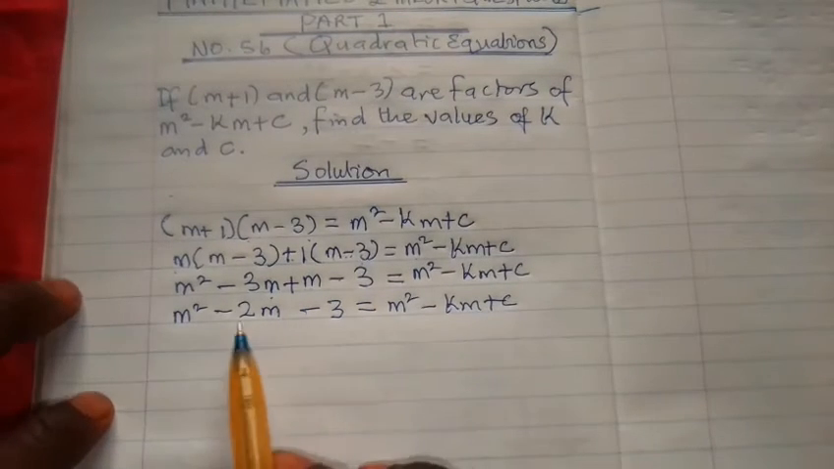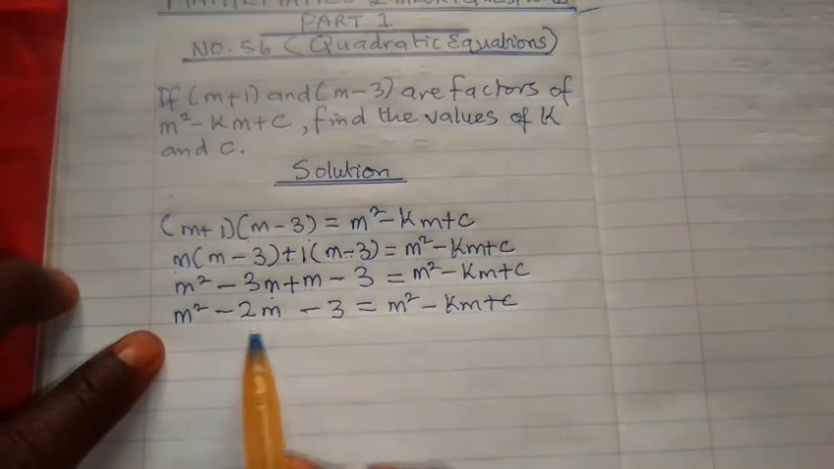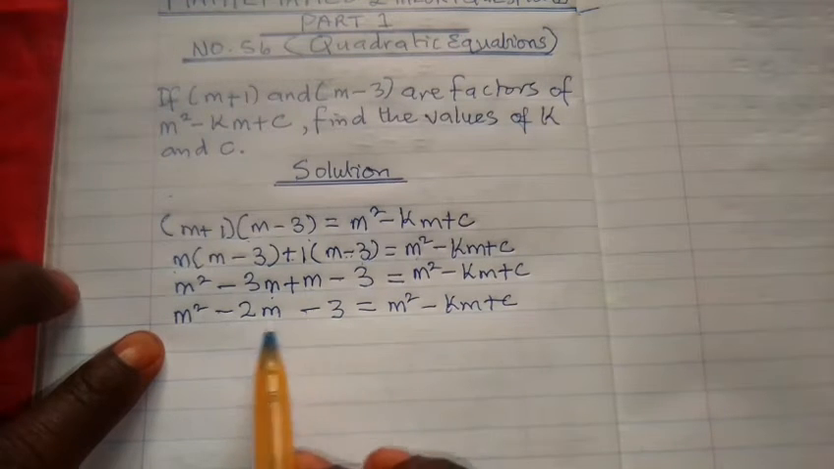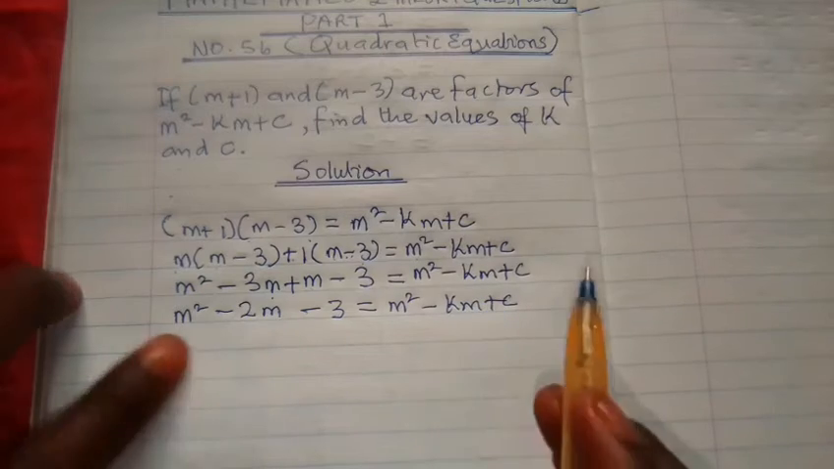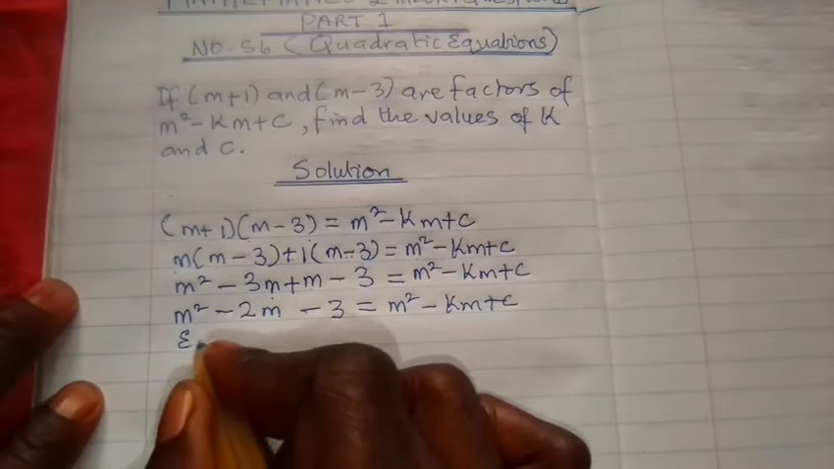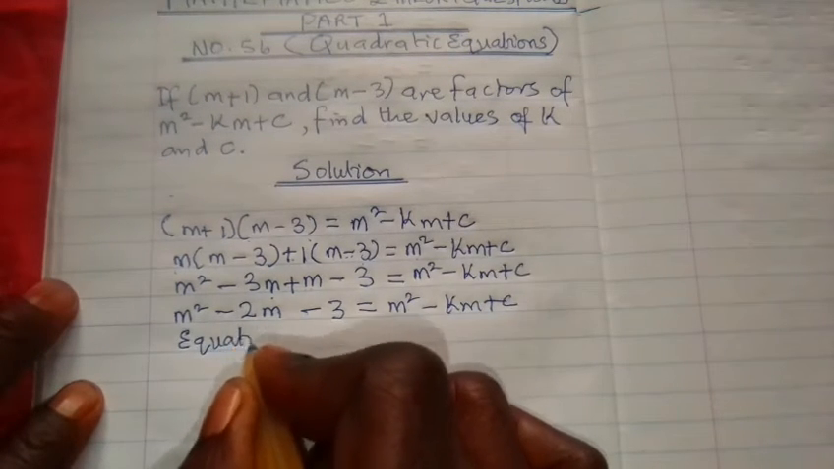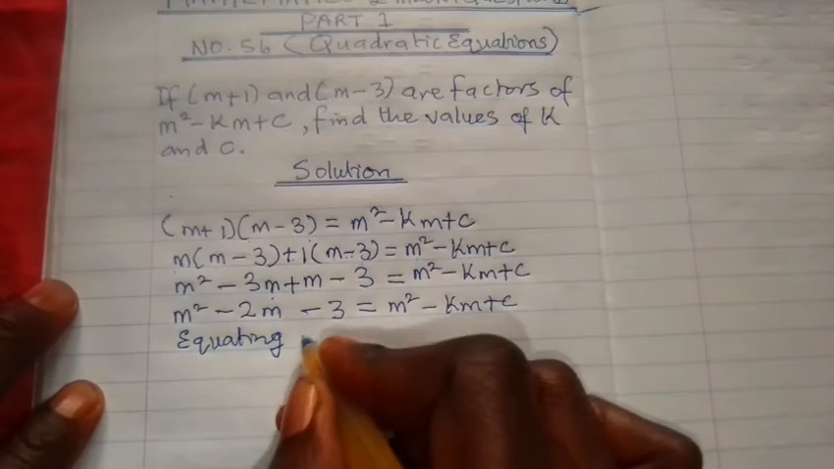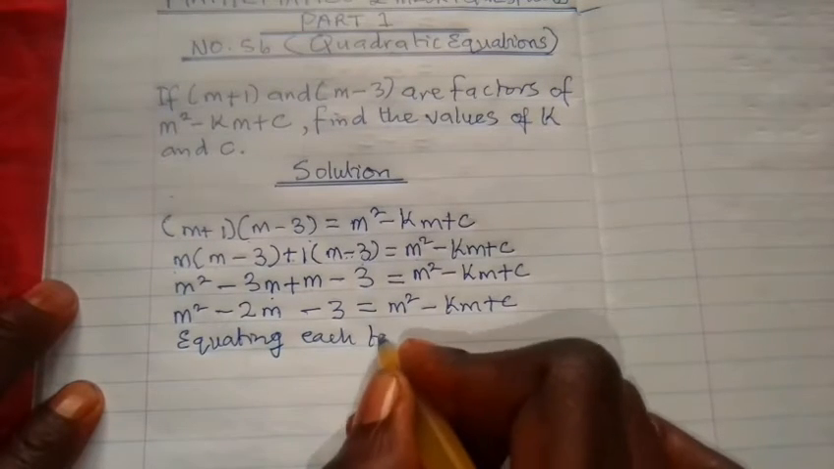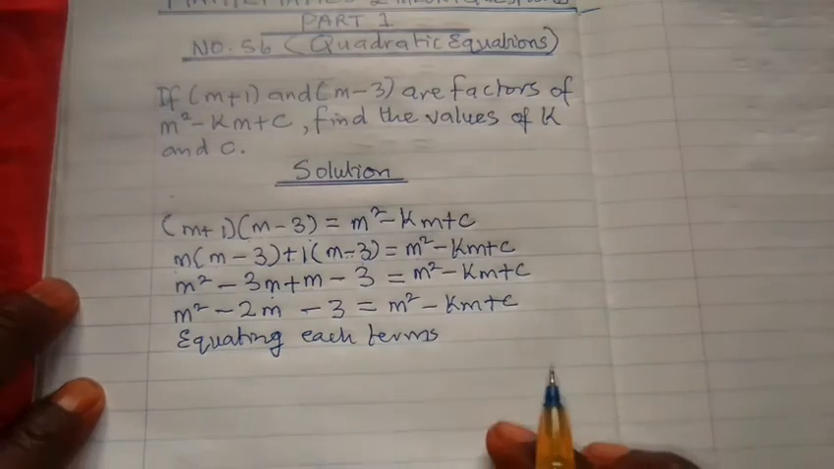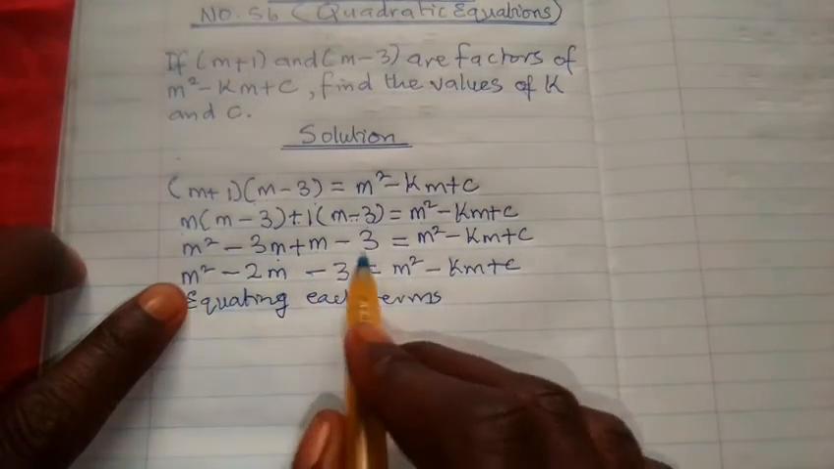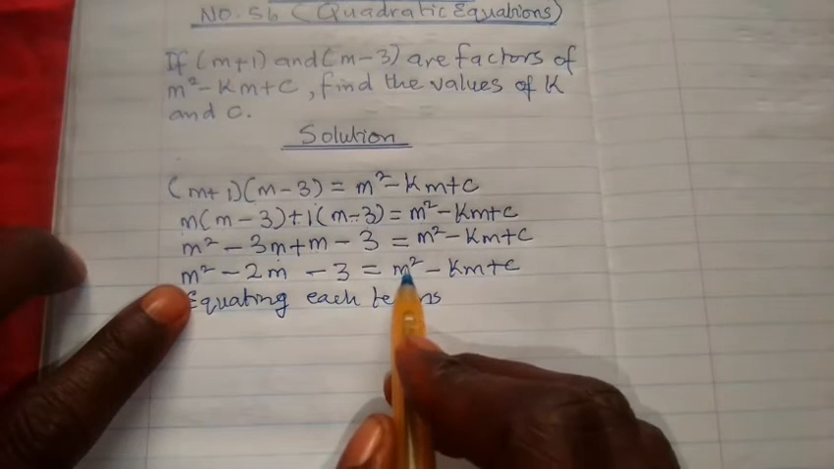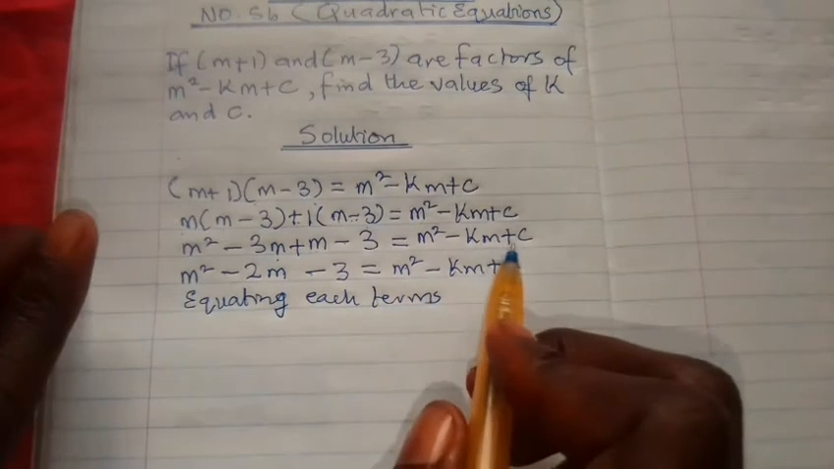So at this point here now, we are going to equate each term. That's what we are going to do. Meaning that anything we have on the left side must also be on the right side. So we'll write it here: equating each term. So what do we mean by that? You see that the first term here, m squared, corresponds to the first term here, m squared. So that one is settled.